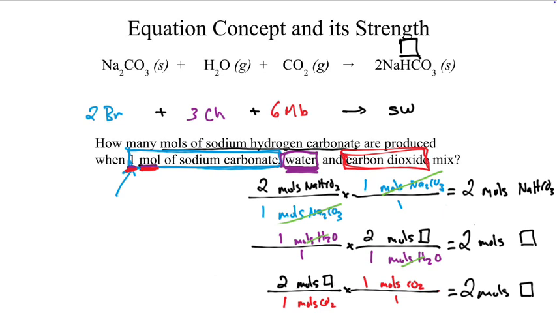Okay. Again, what happens? Our units cancel, and we've now gone through and said that if I start with 1 mole of sodium carbonate, 1 mole of water, and 1 mole of carbon dioxide, I get a whopping 2 moles of sodium hydrogen carbonate. Did I get 2 or 6? So you asked me 2 plus 2 plus 2 is 6. So what's the answer?